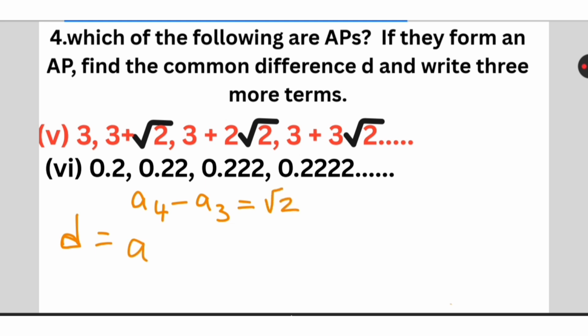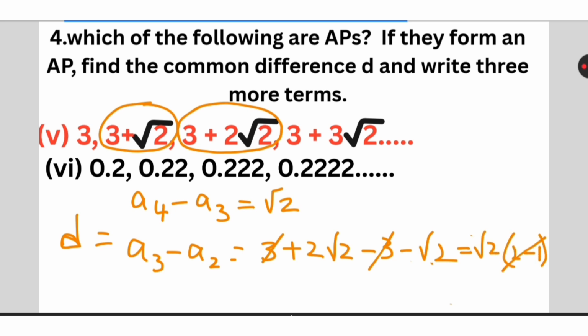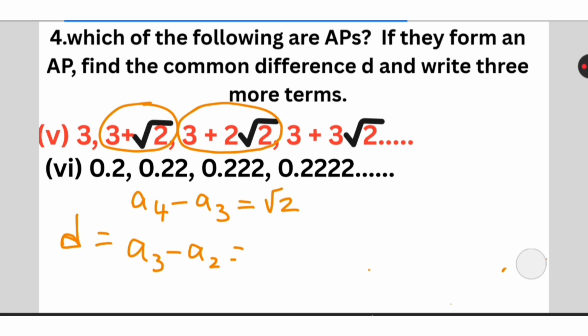Let's check for the a3 minus a2. What is a3? That is, what is the 3rd term? 3 plus 2 root 2 minus, what is the 2nd term? 3 plus root 2. If you open the bracket, here we are going to get minus 3 minus root 2. Here 3 and 3 get cancelled. So 2 root 2 minus root 2. Here root 2, take it as common, then you are going to be left with 2 minus 1, which gives only 1. So 1 times root 2, which gives only root 2 here. So here also the difference is root 2. So that means this sequence forms an arithmetic progression.